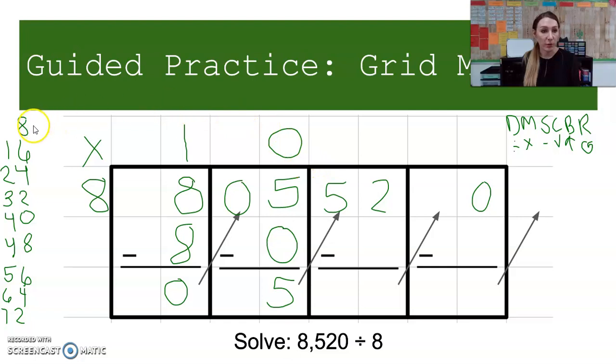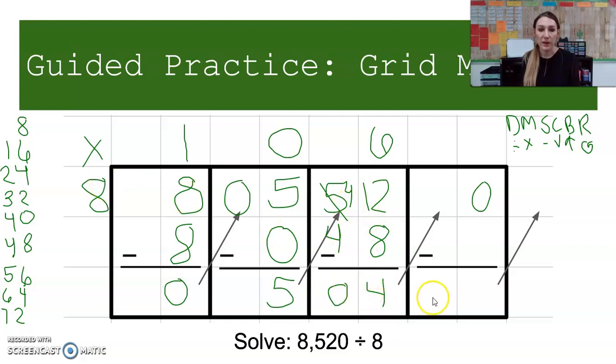Let's go check our multiples. 1, 2, 3, 4, 5, 6 times. If I go 7 times, I go over 52. So 48 is going to be the closest we're going to get, which is the 6th multiple. 6 times 8 is 48. 2 minus 8, I can't do that. I'll have to borrow. Make that a 12. 12 minus 8 is 4. 4 minus 4 is 0.